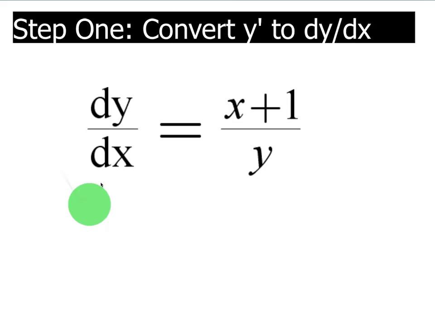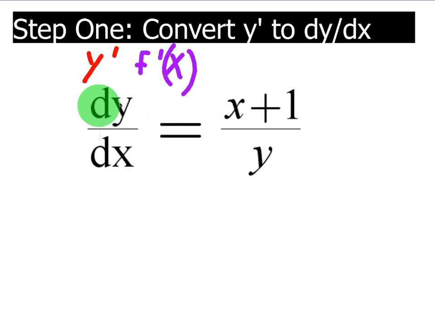Step 1, we want to take the y prime and change it to dy/dx. And that's because, well, you'll see in a second, but y prime, or any other notation, let's say it's f prime of x, let's go ahead and write that too. Anything that represents the derivative, we want to just convert to dy/dx, it means the same thing. So let's go ahead and check that off the list and move on to step 2.